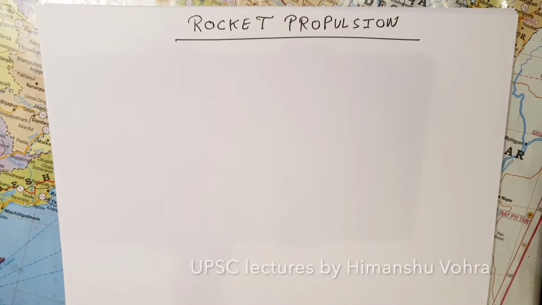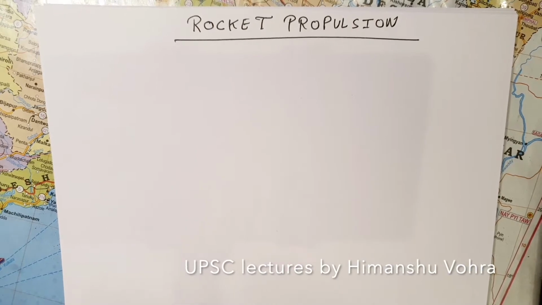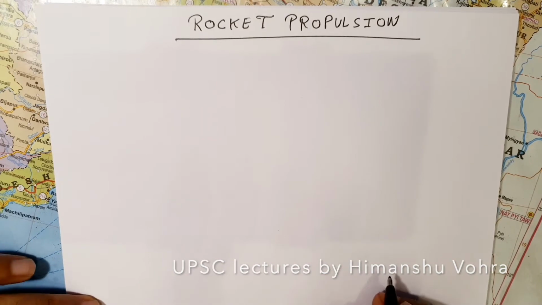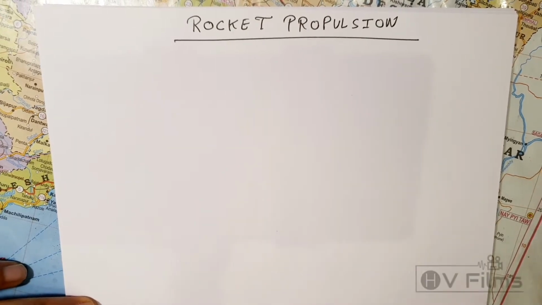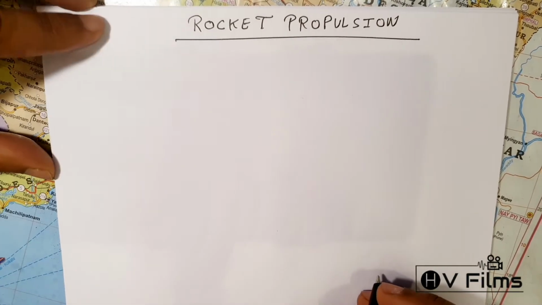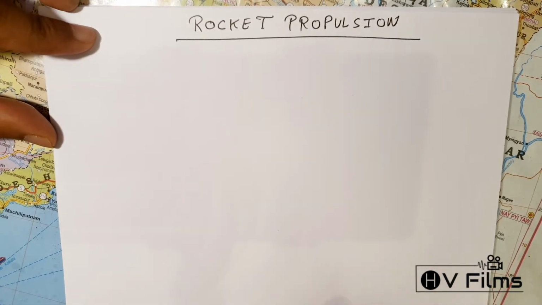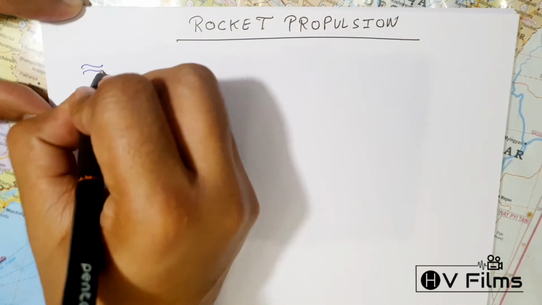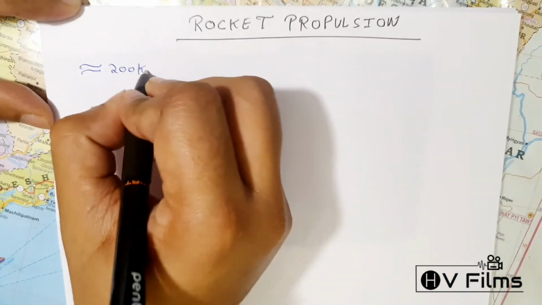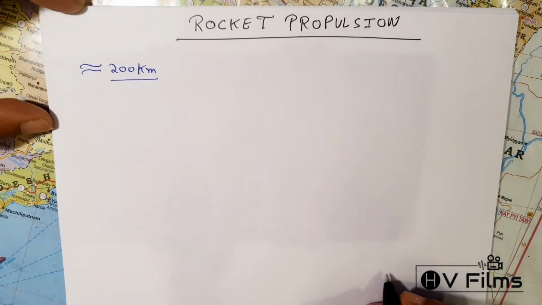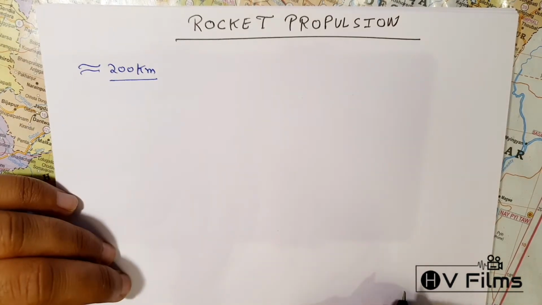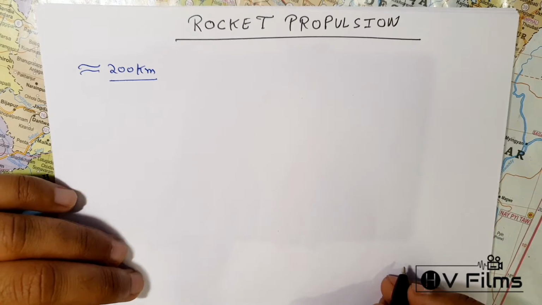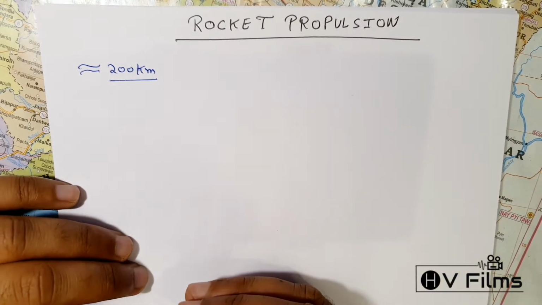Hi, in this lecture, we will read about rocket propulsion. The rocket has to clear the Earth's atmosphere to travel in space or go into an orbit. So, the minimum height for a satellite to go into the Earth's orbit is approximately 200 kilometers. That's the minimum one. And at a certain initial speed, as the satellite tries to go off at a tangent, the Earth's gravity pulls it back.